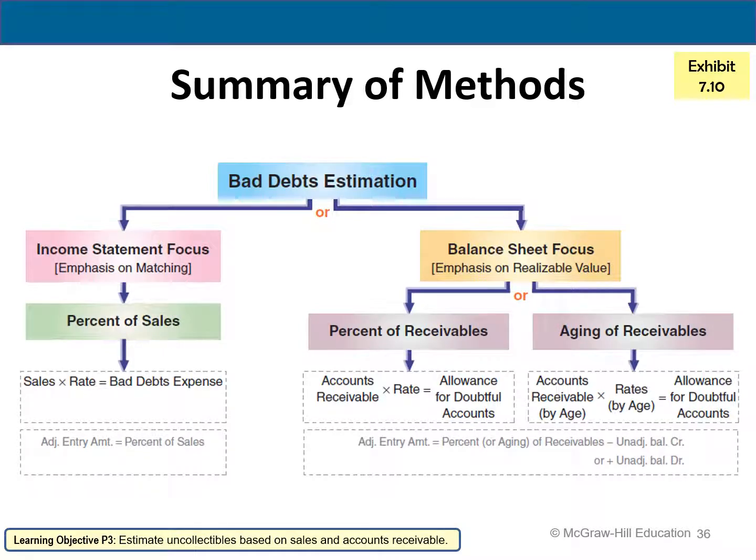All right, so summary of the methods. Bad debt estimation. You can do income statement focus, which emphasizes matching. You can do the balance sheet focus, which emphasizes net realizable value. Under the income statement focus, there's just one method, percent of sales. So whatever your sales are times your estimated bad debt amount equals your bad debt expense. Under the balance sheet focus, your percent of receivables, you just take your ending accounts receivable balance and say, yep, typically X percent is uncollectible.